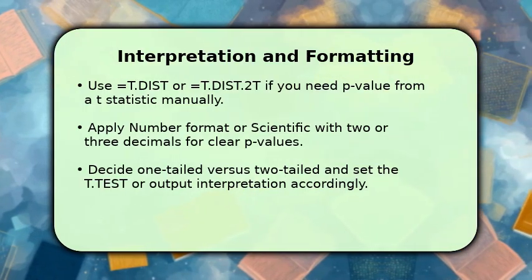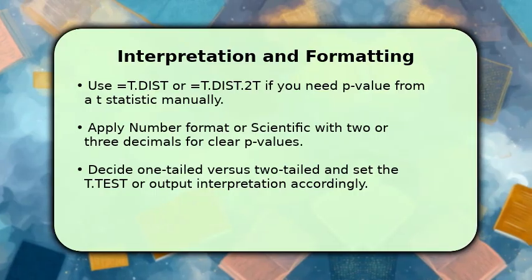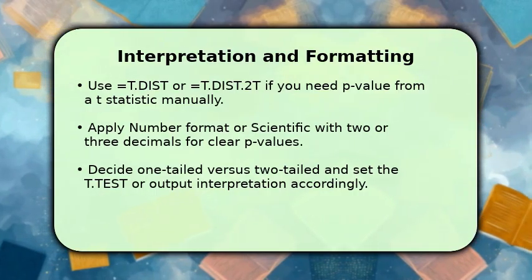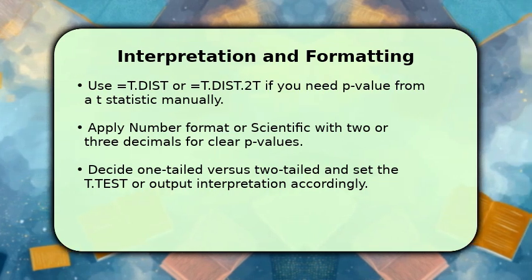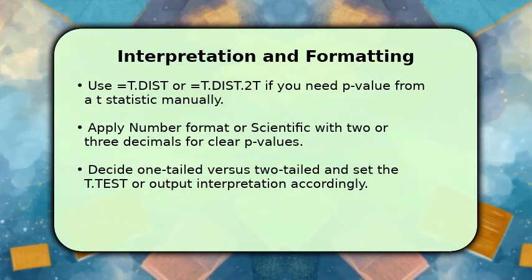Remember to decide between one-tailed and two-tailed tests before reporting. State your alpha, for example 0.05, and compare the p-value to alpha to accept or reject the null hypothesis.